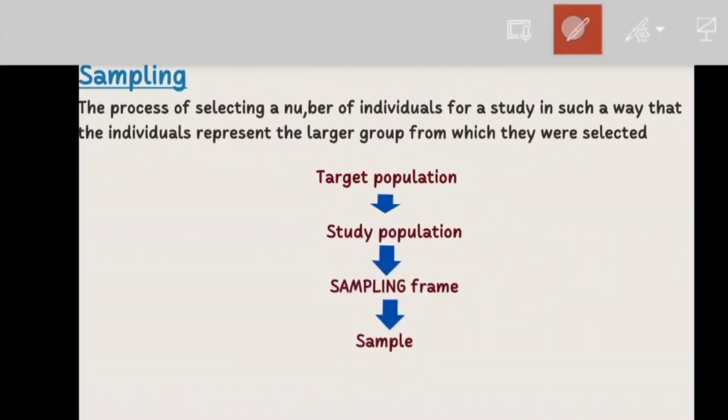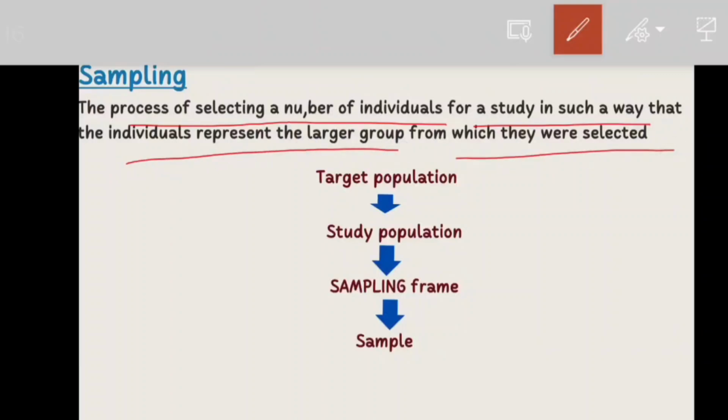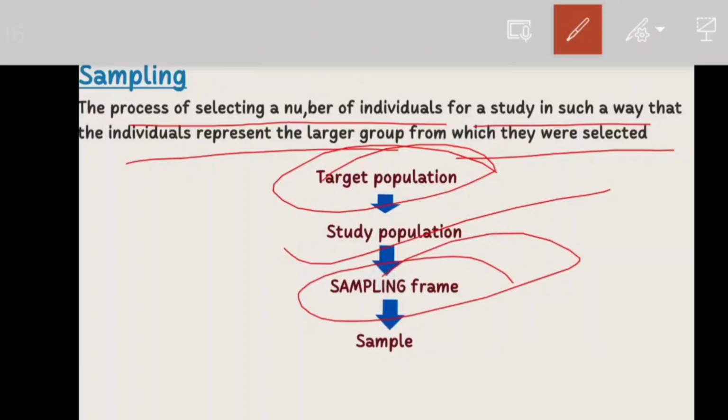Now, what is sampling? Now comes the main word, sampling. Sampling is the process of selecting a number of individuals for a study in such a way that the individuals represent the larger group from which they are selected. Let's understand this. It shows the target population. From the target population we take the study population, from the study population we select the sample frame, and then from the sampling frame we select the sample. So what does it mean?